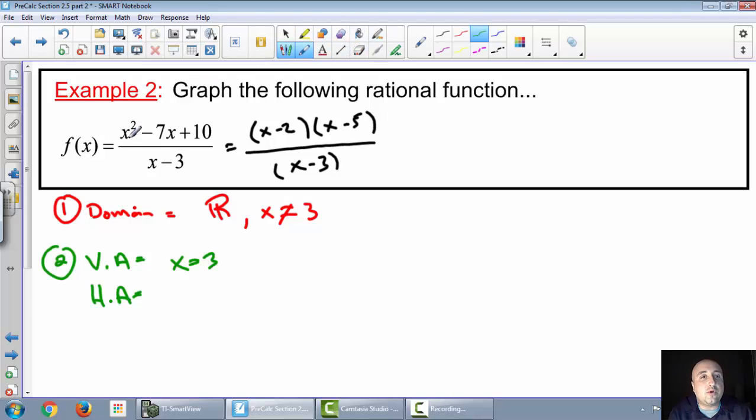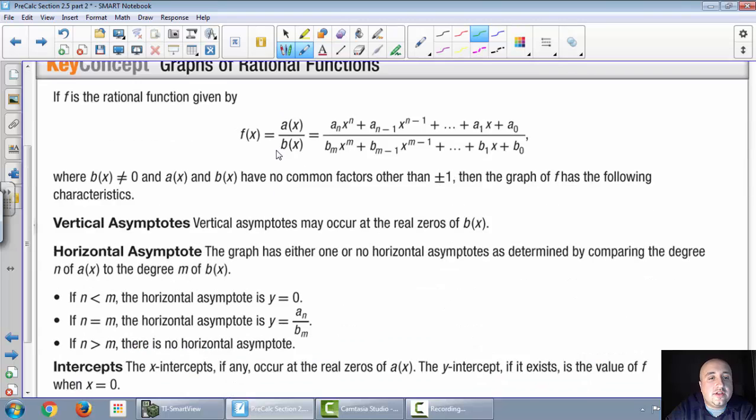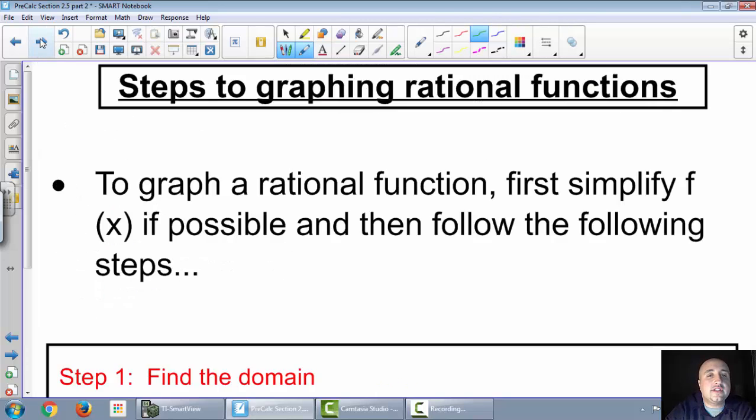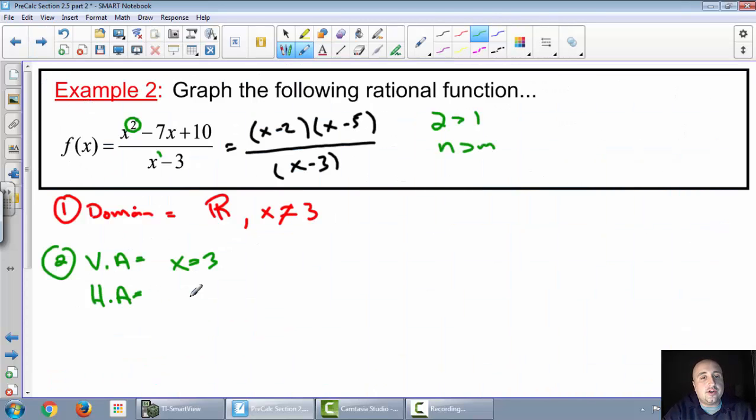We have to look at the exponents of our original problem. Okay, our top exponent is 2, and our bottom exponent is 1. 2 is greater than 1, so n is greater than m. So if we go back to our chart and look at this, what does it say when n is greater than m? It says that there's no horizontal asymptote. Okay, perfect. That's less work for us. So there is none for horizontal asymptotes.